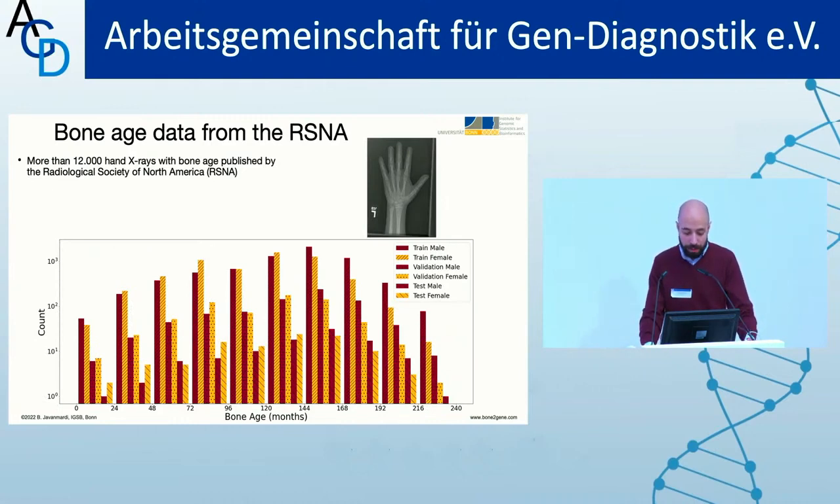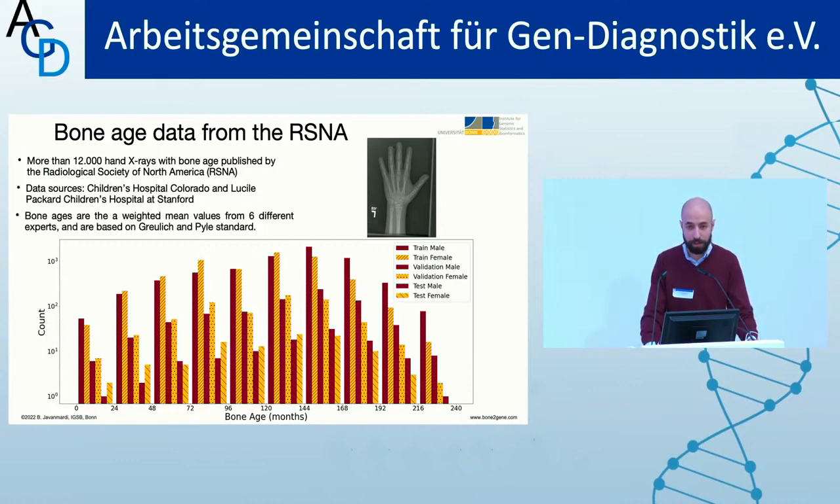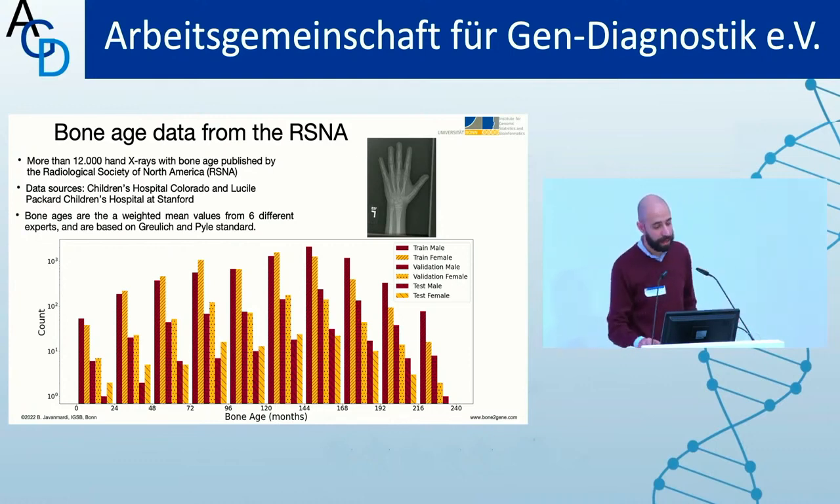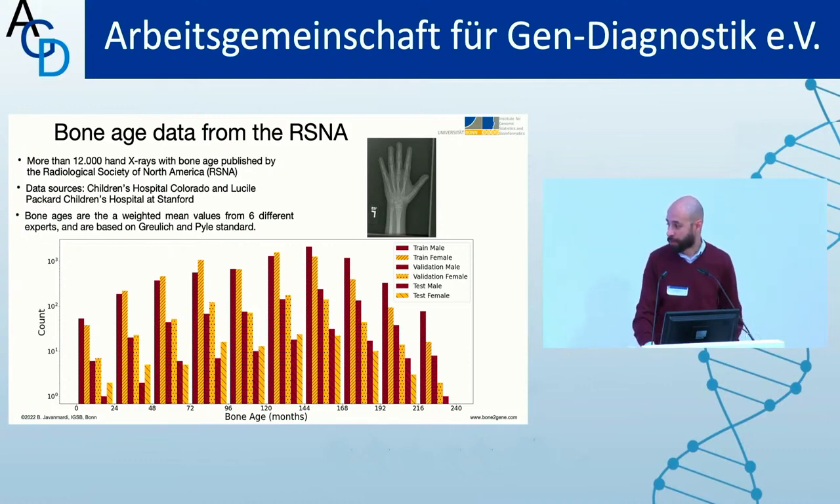For that, we use the public data set of hand X-rays from the Radiological Society of North America, which published more than 12,000 hand X-rays with bone age. The data are from 2 hospitals in the US, and the bone age is the weighted mean of 6 different experts, based on the Greulich and Pyle standard. Here I'm showing you the distribution of bone age in this data set for the train, validation, and test set. The distributions are similar at different age ranges, and also for male and female.